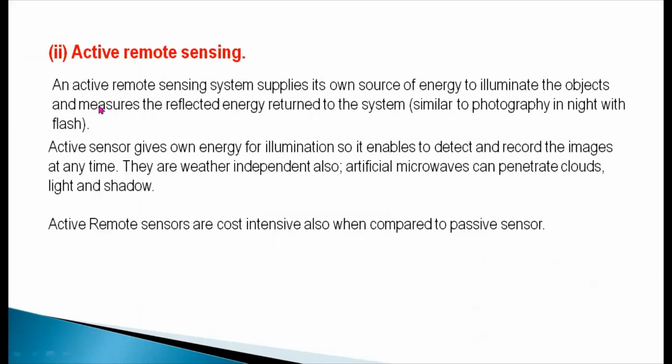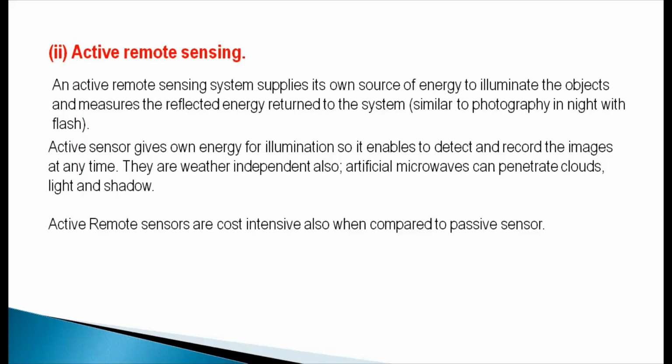Active remote sensing. In active remote sensing, the system supplies its own source of energy to illuminate the object and measures the reflected energy returned to the system. Active sensors give their own energy for illumination, so they enable detecting and recording the image at night. So यहाँ पे ये क्या कह रहा है कि the illumination is being produced by the satellite. So the satellite gives light for the reflection from that object, जो light उससे निकलती है.